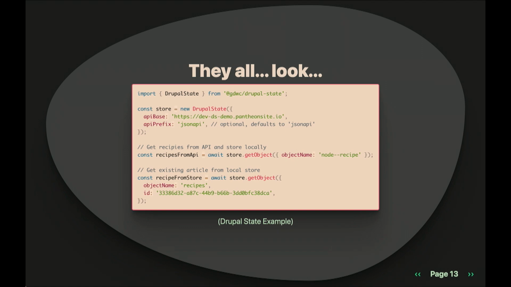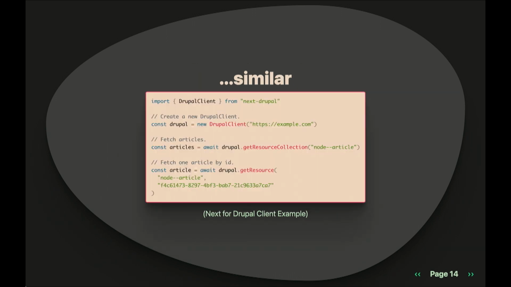A lot of these clients look pretty similar. This is an example with Drupal State. Here you're importing the package and then creating an instance of the store, telling it where your Drupal instance lives. Then you can call the getObject method and specify node-recipe, and you get a list of recipes back. Or you could provide an ID and get a specific resource back from JSON API. And this is an example from Next Drupal and their client, and it looks pretty similar. Import the client, tell it where your Drupal is, and you can call getResourceCollection for node-article.